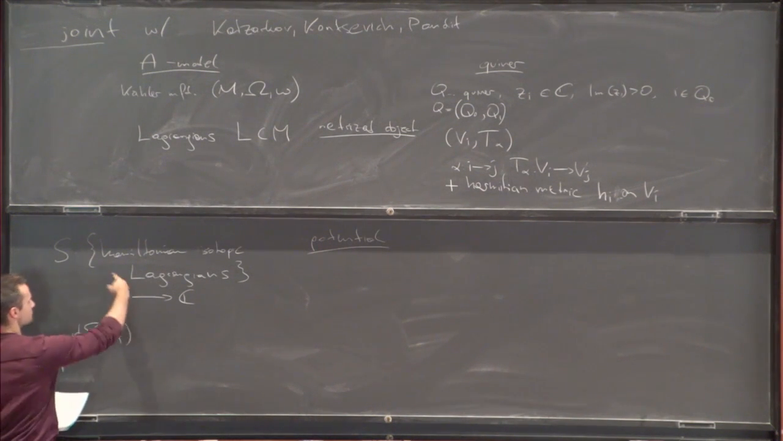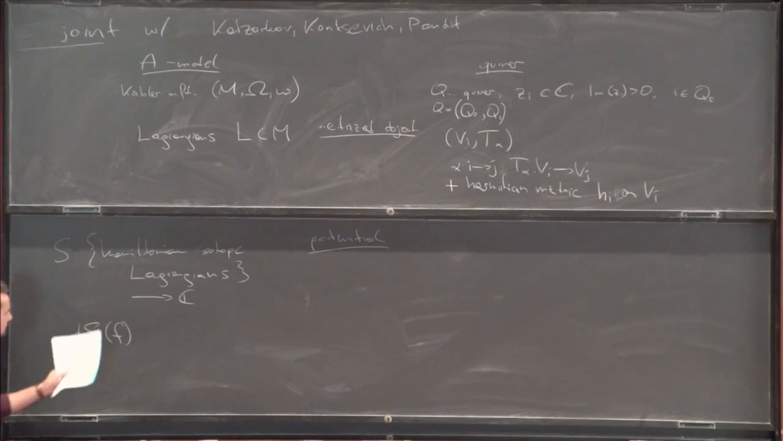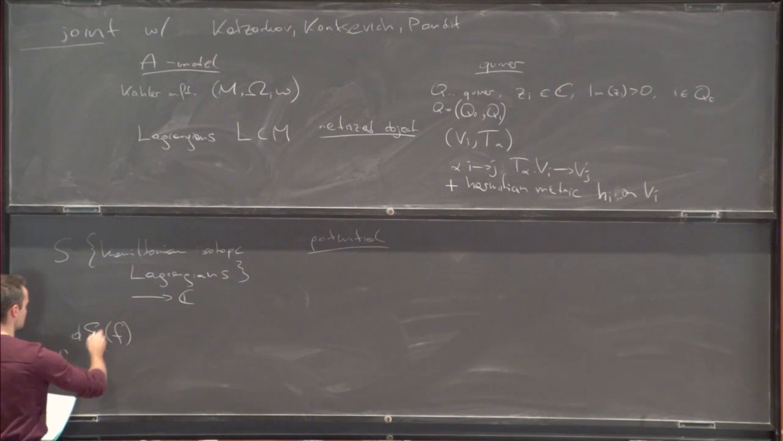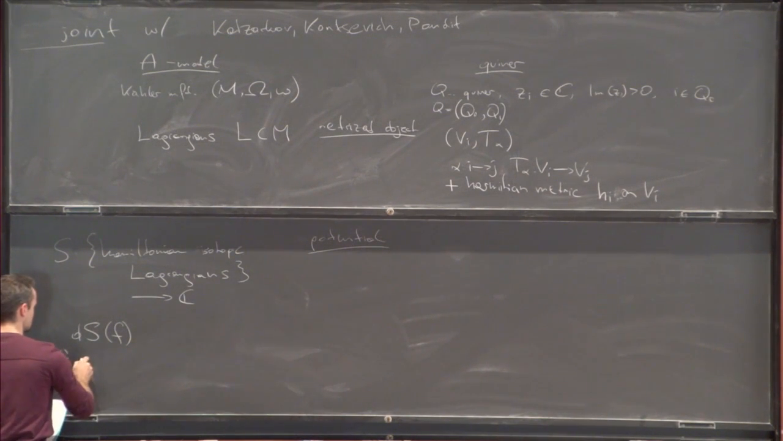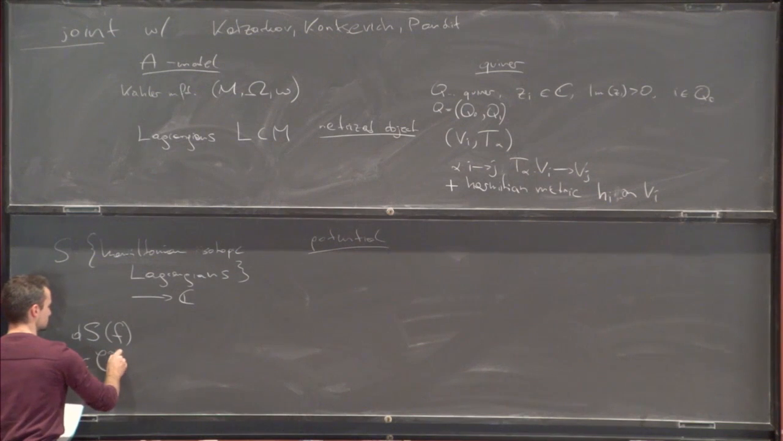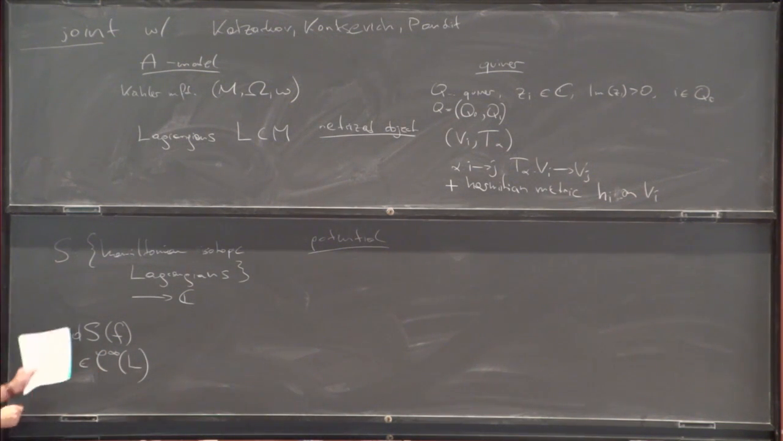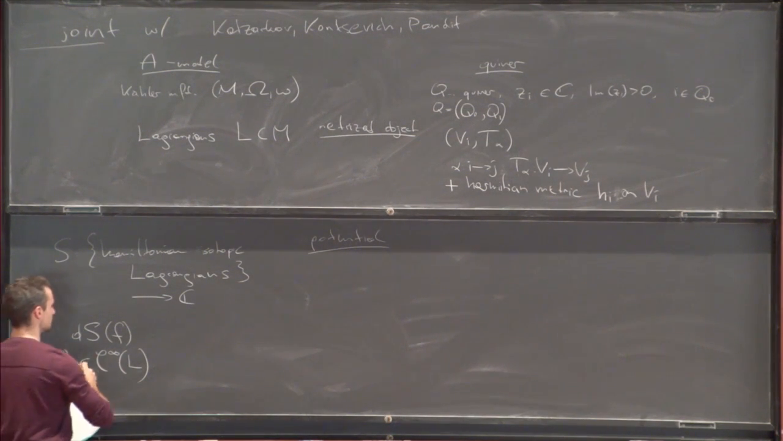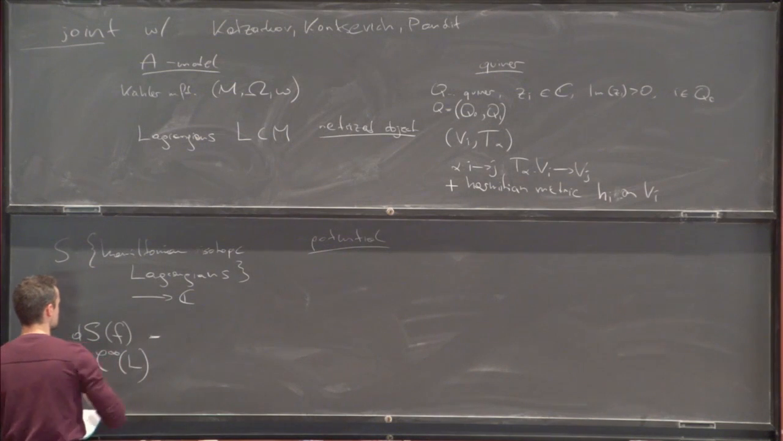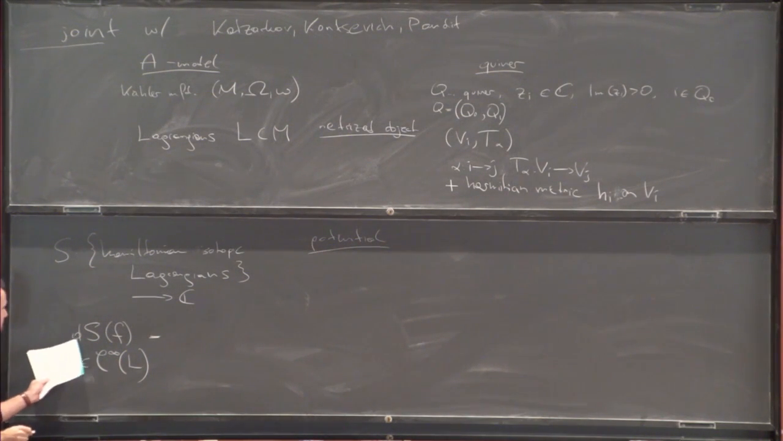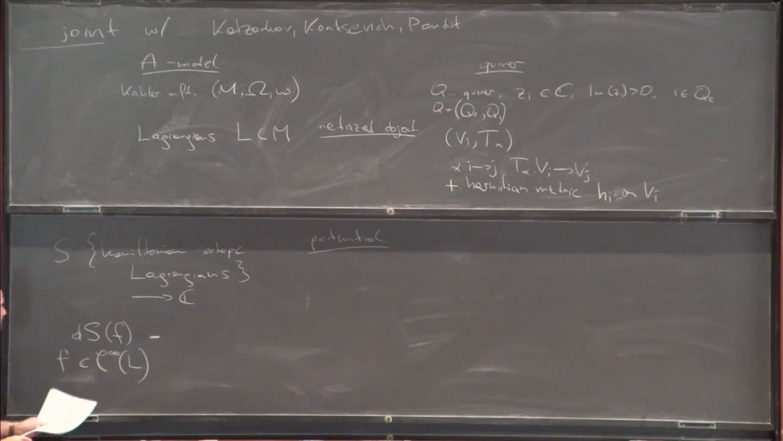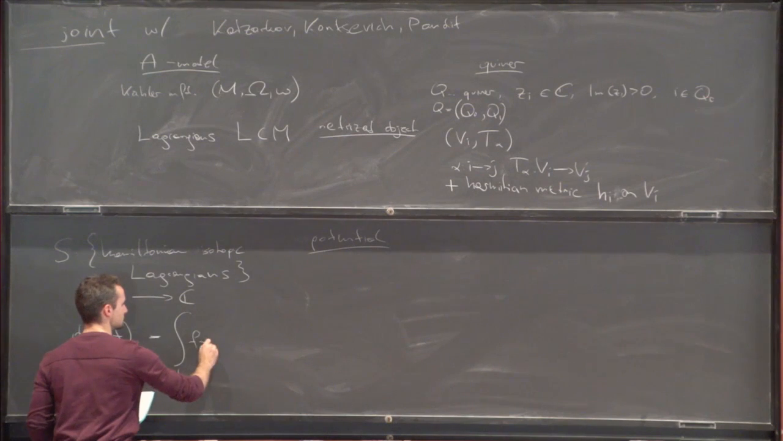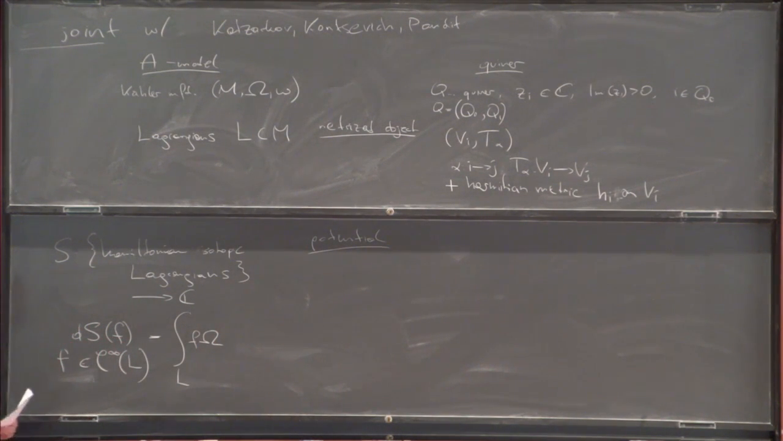Roughly speaking, a tangent vector here is a function f on the Lagrangian at a point L, up to an extra parameter, which I'm also ignoring here, which is the constant functions. And the exterior derivative of this functional on a tangent vector f is given by the integral over L of f times omega, the holomorphic n-form.